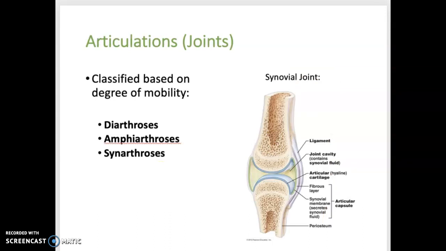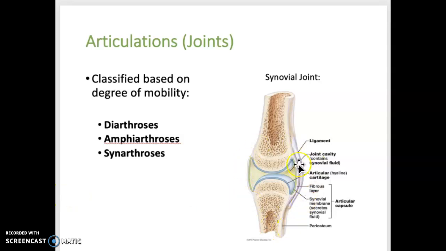Joints are also called articulations, and this is a place where two or more bones meet. There's different degrees of movement that you can have at the different types of joints. There's generally 3 types of joints classified on their degree of movement. Diarthroses are freely movable, amphiarthroses are slightly movable, and synarthroses are immovable.